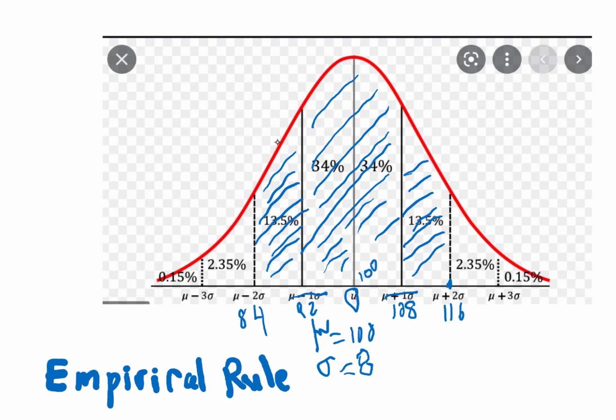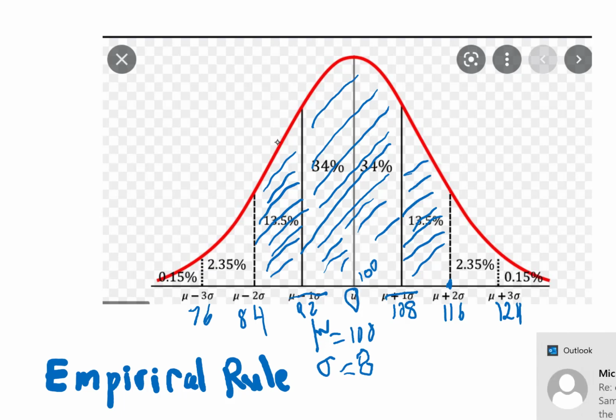Now let's subtract one more standard deviation. So 84 minus 8 will give me what? 76. And 116 plus 8 will be 124. If he asks you what percent of the values that you have in the data sets are between 76 and 124, you will say 99.7%, because 124 is a result of adding 8 plus 8 plus 8 to 100, and 76 is a result of subtracting 8 three times from 100.